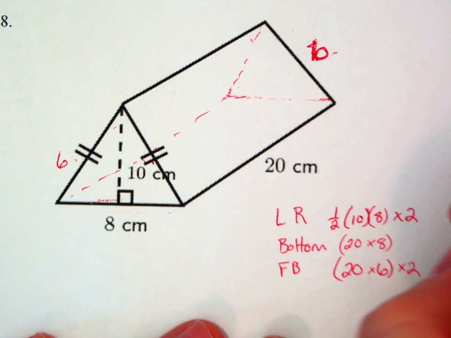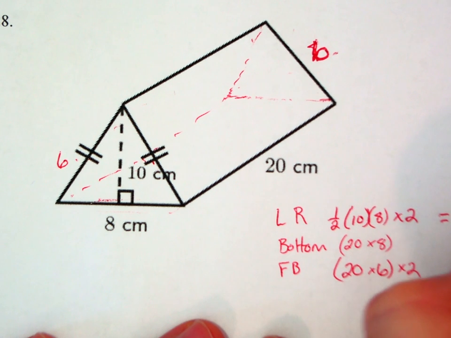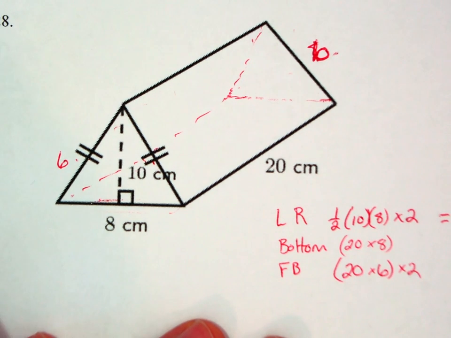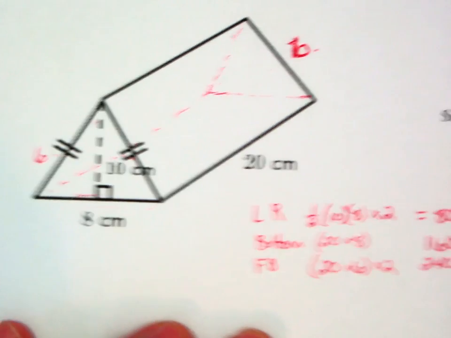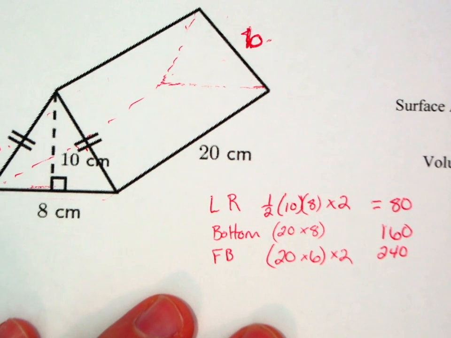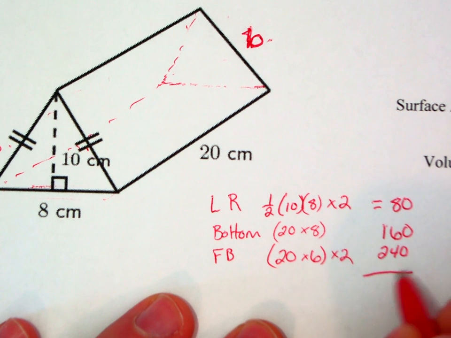1/2 times 10 times 8 times 2 is going to be 80. 20 times 8 would be 160. 20 times 6, and remember that I have 2 of those, is going to be 240. And so I have a combined surface area of 480 centimeters squared.